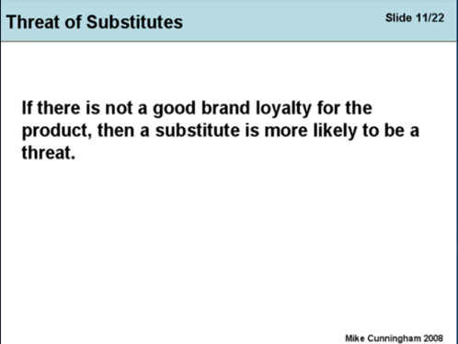If there's not good brand loyalty for the product, then a substitute is more likely to be a threat. If there's a lot of brand loyalty, then people will buy it anyway. If consumers are loyal to Nokia, they will buy Nokia no matter what Apple does. It's brand loyalty. But if there's not that brand loyalty to Nokia, then as Apple improves its product, people will switch over. So the degree of brand loyalty is an issue.